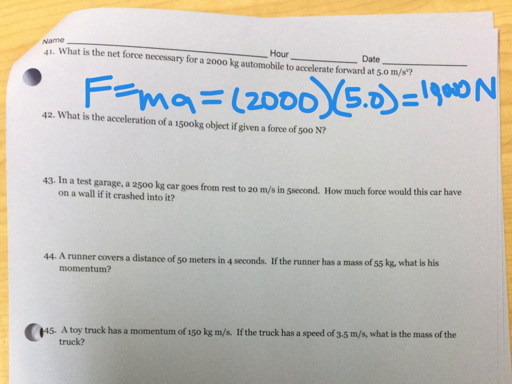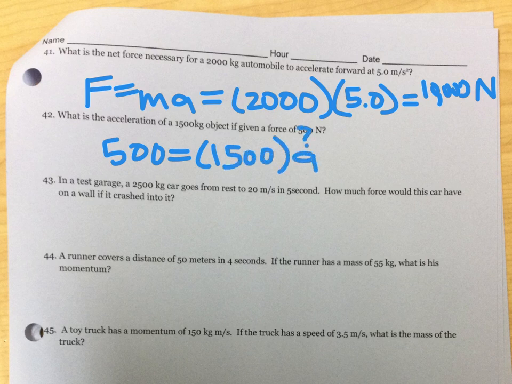And 42 says, what is the acceleration of a 15 kilogram object given a force of 500 newtons? So using that same equation, this time we have the force and we have the mass, but we are looking for the acceleration. So to solve for this, we're going to take 500 divided by 15, which is 0.33. And remember, our units for acceleration are meters per second squared.